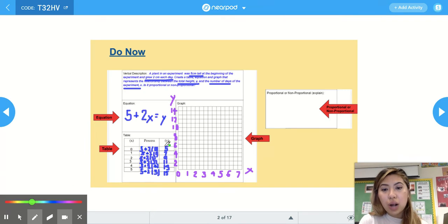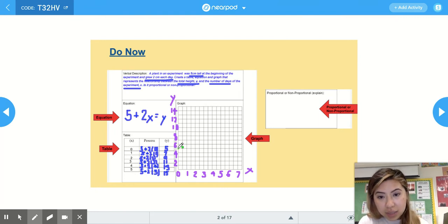And our last step is to graph the points. So when we have (0, 5), I'm starting at the origin. I'm moving up 5 units. And then we have (1, 7). So starting at the origin, I'm moving over the value of 1, which in this case is 2 boxes. And then I'm moving up 7 units. And then our next point is (2, 9). So starting at the origin, moving over the value of 2, and then moving up to the value of 9.